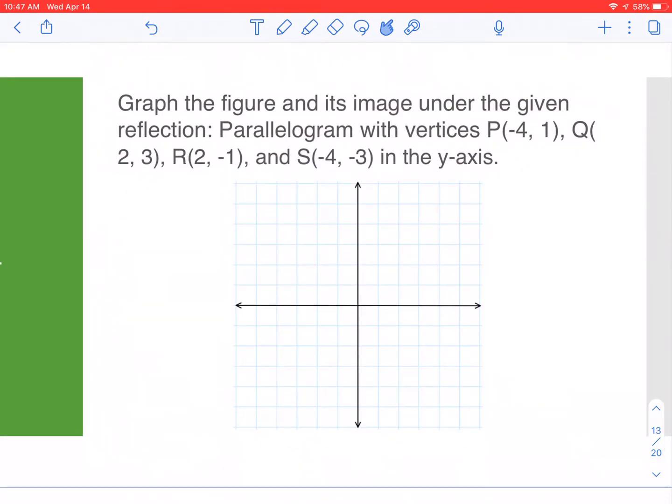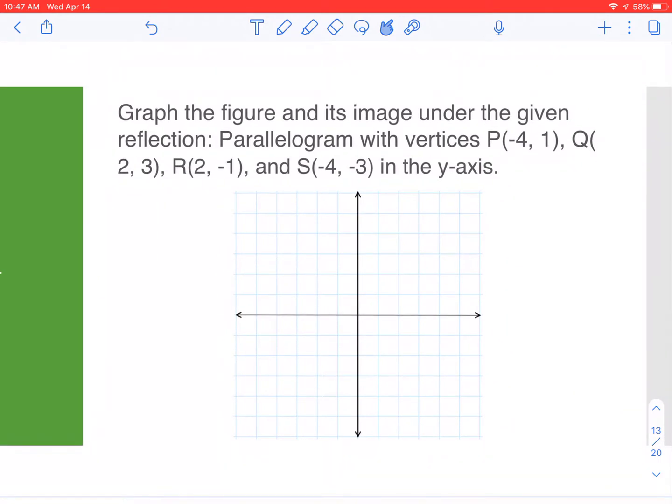Okay, let's reflect on the y-axis now. So -4, 1. Oops. -4, 1 is P. Q is 2, 3. There's Q. R is 2, -1. There's R. And S is -4, -3. And there's my parallelogram.